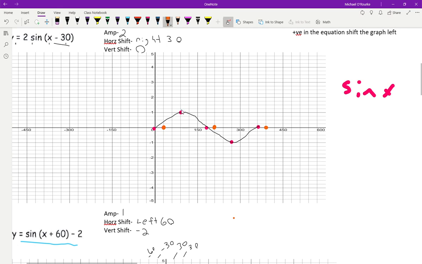Right? So I could go to the right, but my amplitude's 2. So I need to make sure, so 30, 60, 90, but my amplitude's 2. So I'm going to go up 2 numbers from here. Okay? Not to the number 2. Don't get that confused. I'm looking for this space here.